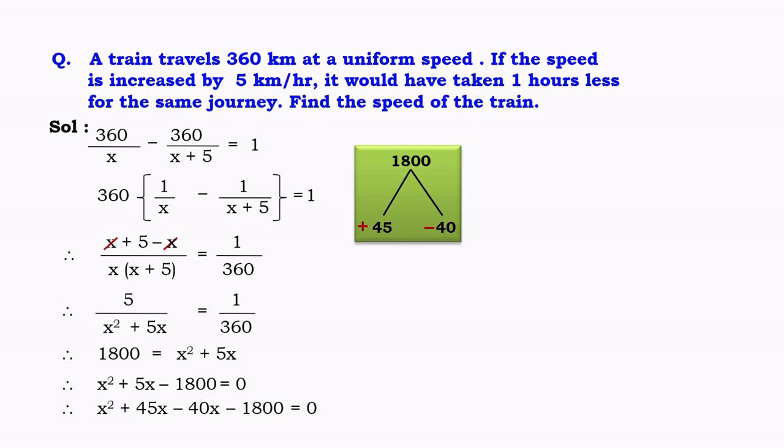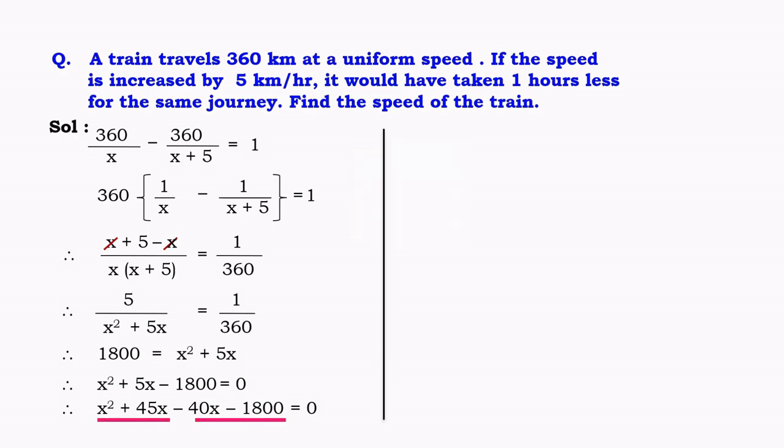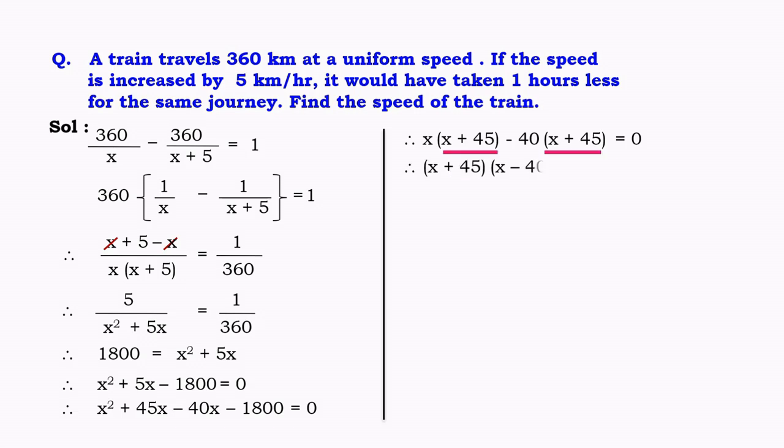Now, factor by grouping. Taking x common from the first two terms and minus 40 common from the last two terms gives x multiplied by x plus 45 minus 40 multiplied by x plus 45 is equal to 0. Taking x plus 45 as the common factor, we get x plus 45 multiplied by x minus 40 is equal to 0. Now, equate each factor to 0.